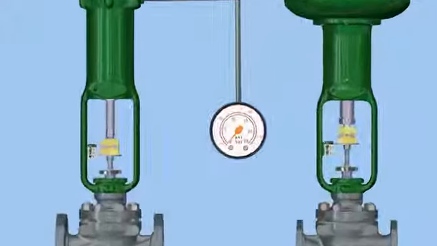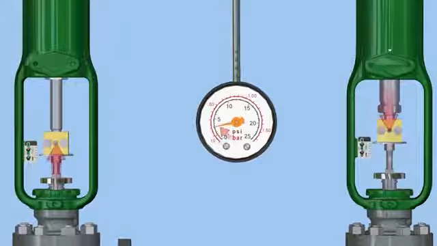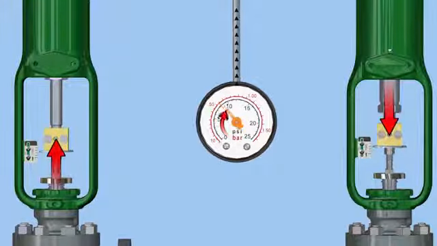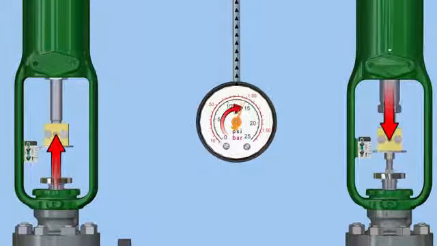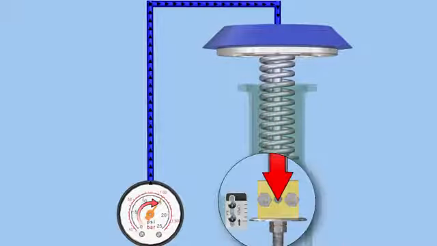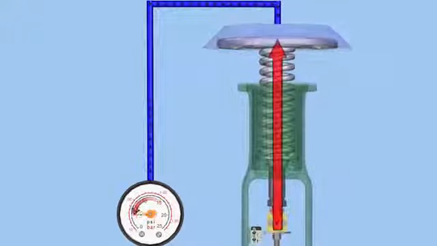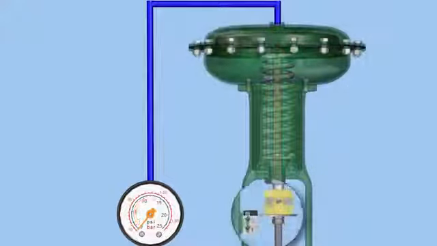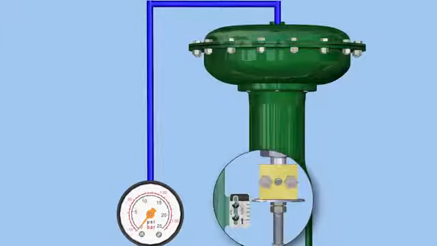As we increase the pressure, the direct acting actuator on the right extends toward the valve assembly. The reverse acting actuator on the left retracts away from the valve assembly. Now, if the pressure is decreased or lost, the spring will move the actuator stem in the opposite direction away from the valve body.